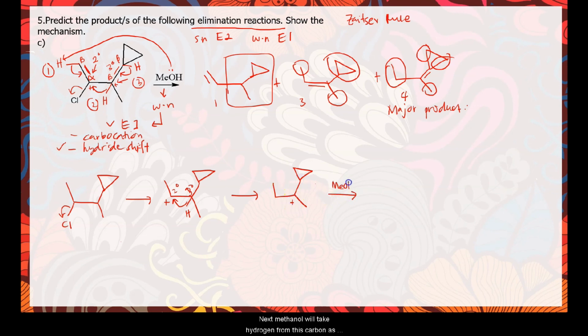Next, methanol will take hydrogen from this carbon as the bond between the carbon and hydrogen will be given to the positive carbon and it will form a double bond. Then you will get the final product.